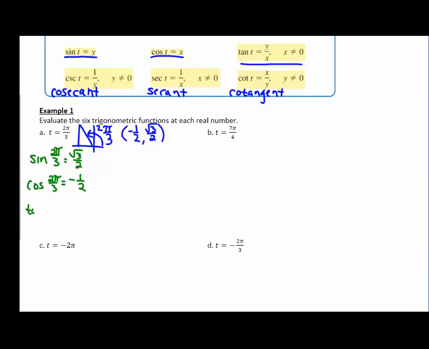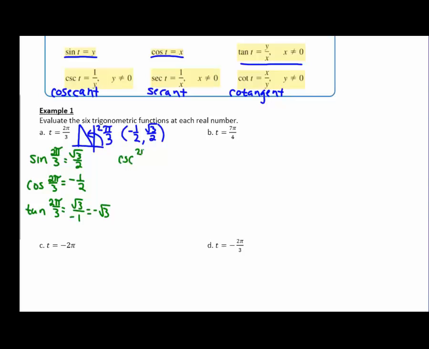And my tangent of 2 pi over 3 is going to be the sine over the cosine, or the y over the x. Now, because they both have 2 as the denominator, I can just take my numerator and say, okay, well, square root of 3 over -1, which is just going to give me negative square root of 3. Okay, so those are my 3 basic trig functions. Now let's take a look at their reciprocals. And so remember that the reciprocal of sine is cosecant.